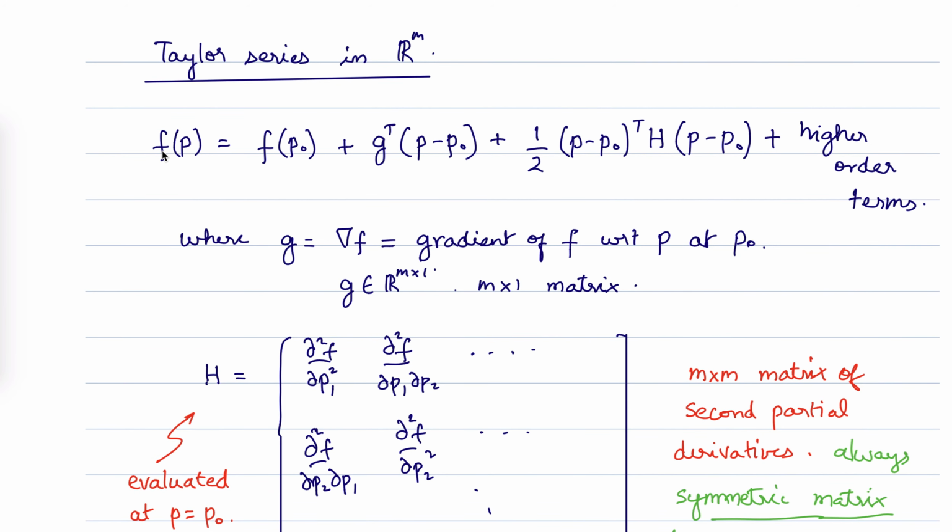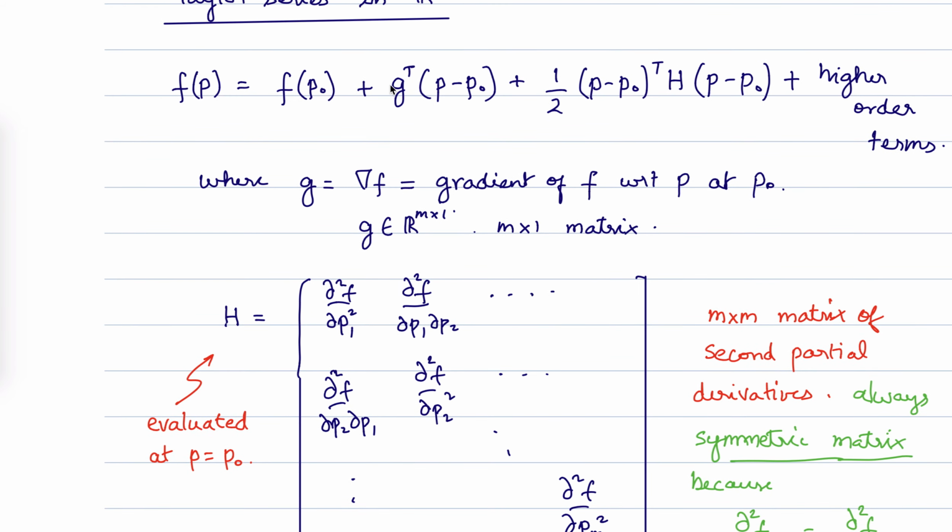So if you take a function in m dimensions, where p belongs to R^m, then f of p, a scalar, equals f of p naught, another scalar, plus gradient transpose times (p minus p naught), plus half (p minus p naught) transpose H (p minus p naught), plus higher order terms. So this is the multidimensional Taylor series.